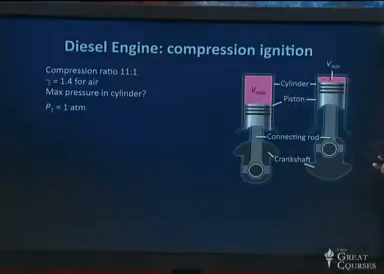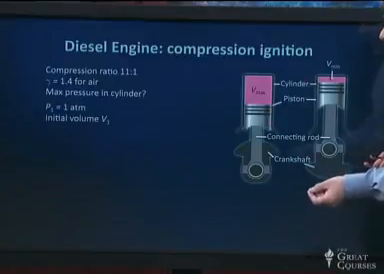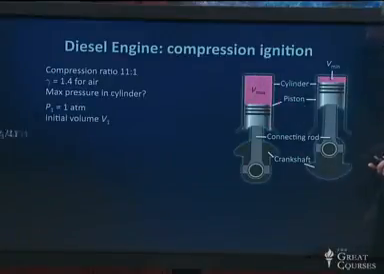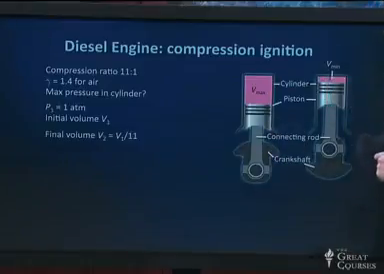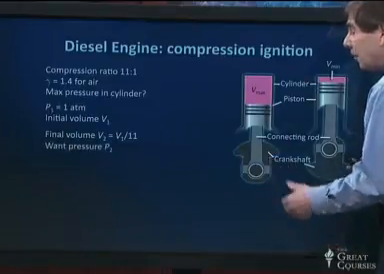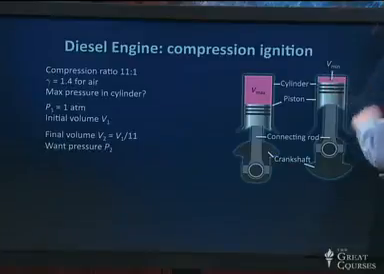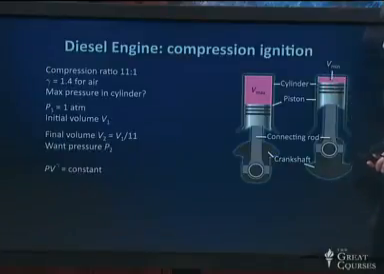P1 starts out at 1 atmosphere as we suck air into the engine. The initial volume is V1, whatever that is. There it is. The final volume is V2. That's the compressed volume, and that is V1 divided by 11. We want the pressure P2. We want the pressure here when we're in the minimum state.